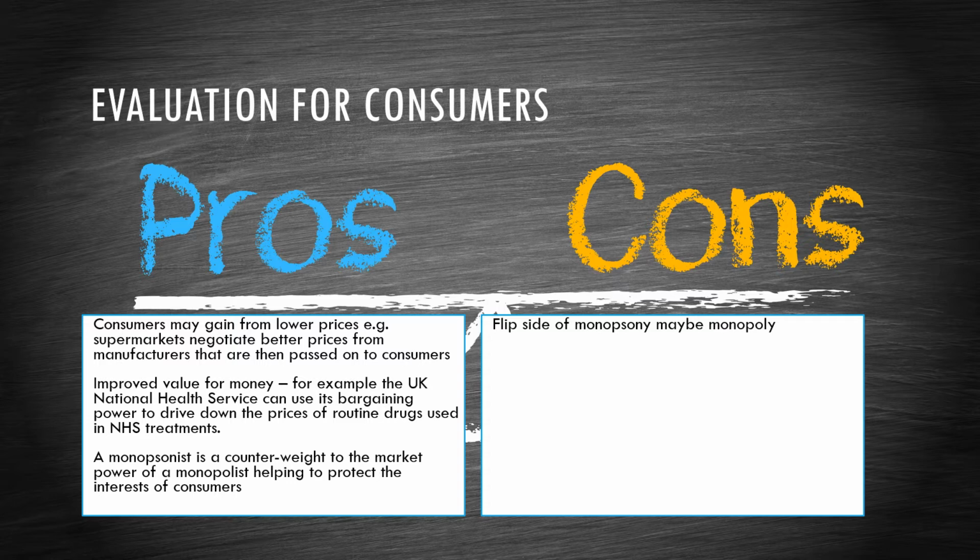Some disadvantages. Well, the flip side of a monopsony may be monopoly. So if there's only one buyer from suppliers in the market, if there's only one buyer of milk from farmers, then it's likely there's only one seller of milk to the customer. So if we have a monopsonist, it's likely the monopsonist might be a monopolist to the consumer. Often it can also lead to restrictions in supply. There's less bought and therefore less available to sell.